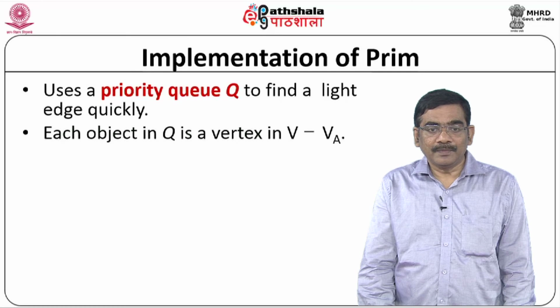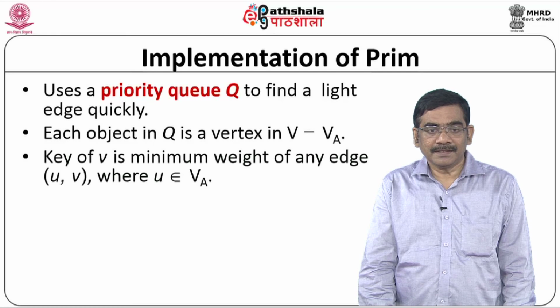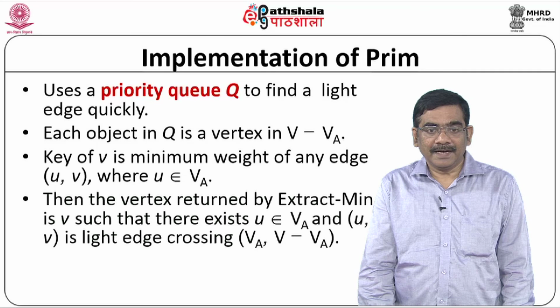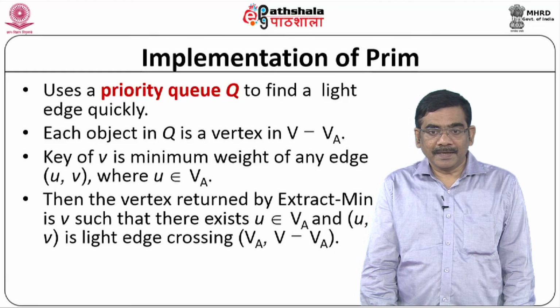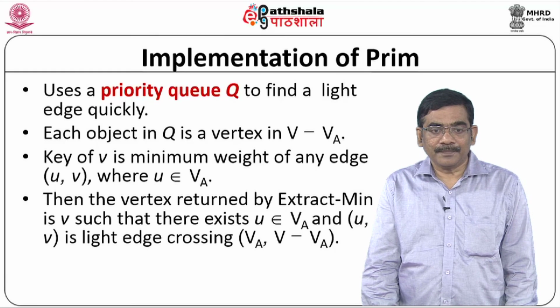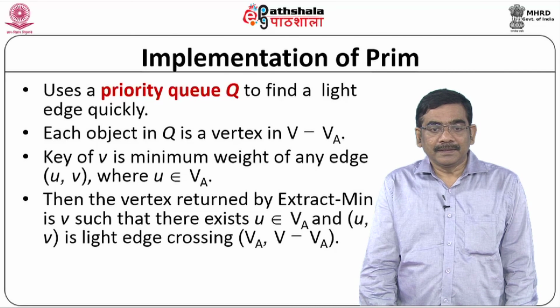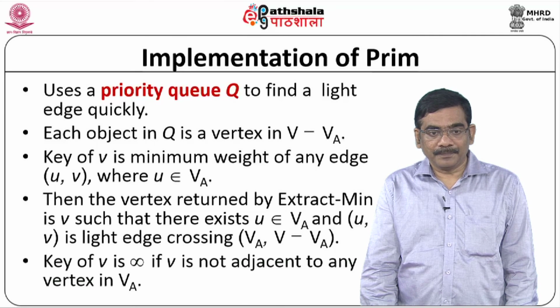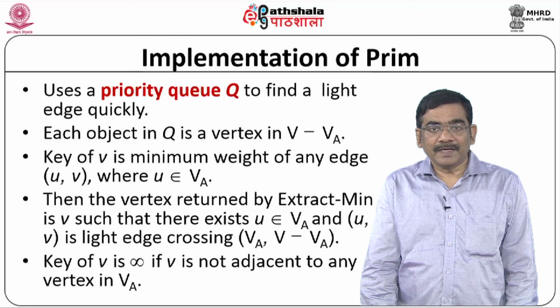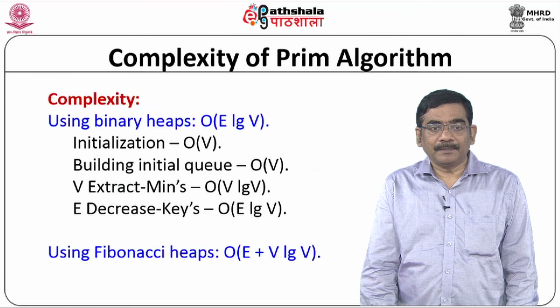Each object in the queue is a vertex. I am taking the key, which is the minimum weight of any edge. The vertex returned by extract minimum is such that it belongs to V minus V A, and it is the light edge crossing from V A to V minus V A. So, we can use the key attribute of the priority queue in Prim's algorithm.